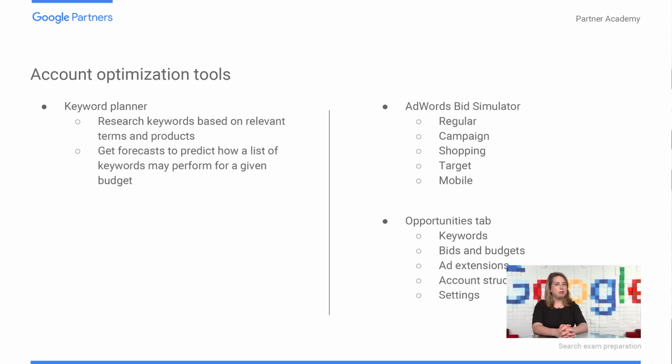Ideas to improve your account: the AdWords Opportunities tab. The tab acts as a personal assistant, customizing opportunities for your account. It can help you discover new keywords, improve your bids and budget.